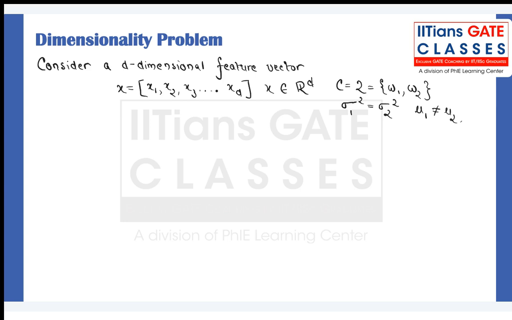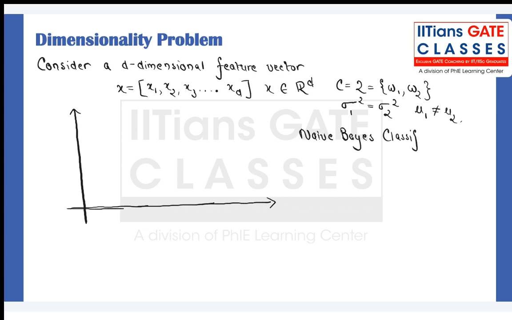Now, let's say you are trying to build a naive Bayes classifier, which is a generative model. What you do is you try to fit the probability of x given the class. Given the class, what is the data? You try to fit the probability distribution.